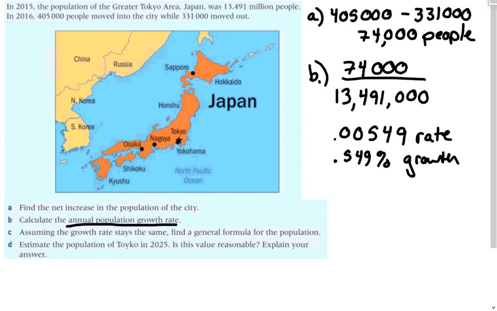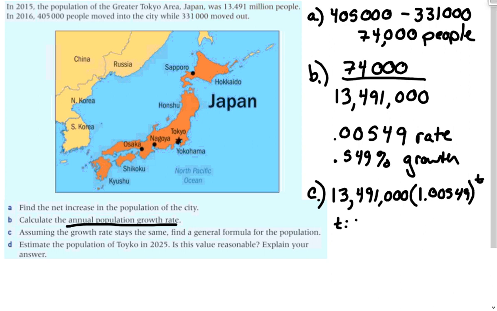Okay. Part C, assuming the rate continues the same, find a formula for the population. So the goal being we can find the population 15 years later. So this is very similar to what we were doing with geometric sequences. However, you have to start with this initial value. So initially I had all of these people. 13,491,000 people times what my rate is. Since it's going up, it's 1 plus my interest rate, or my growth rate, so 1.00549 to the t.